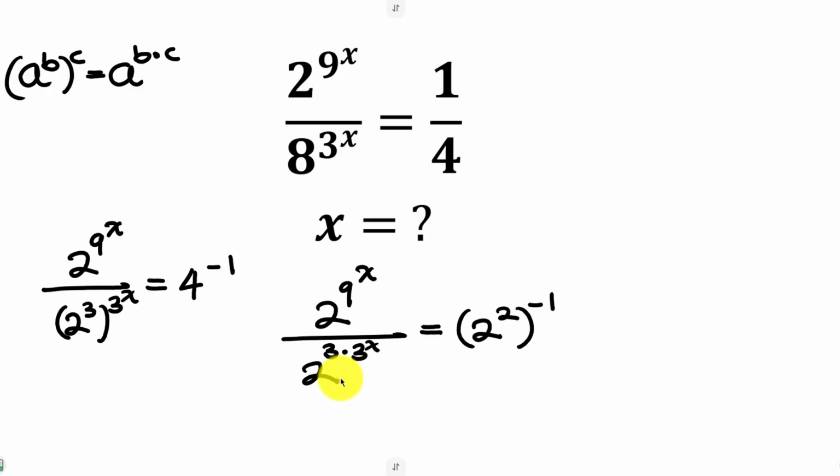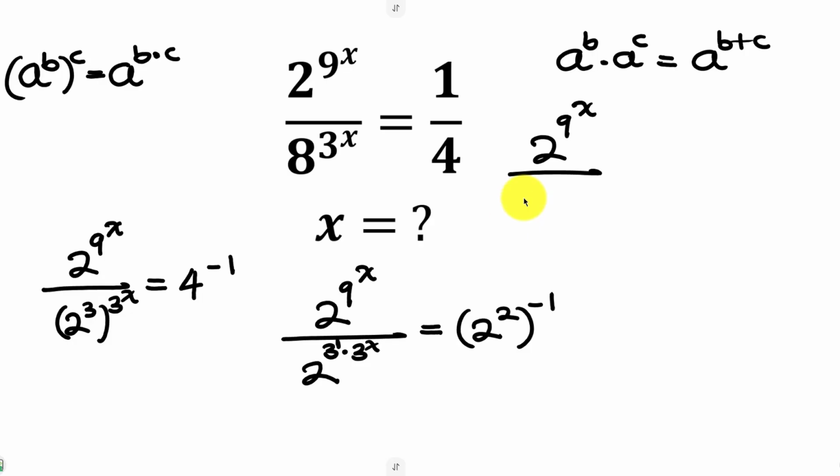Good. Now see something. This 3 here is raised to the 1. So I'm going to be applying the property of indices that says that when I have a to the power of b times a to the power of c, this can be written as a to the power of b plus c. And that is what I'm going to be applying here. Good. So we have 2 to the power of 9 to the power of x all over. Now write down this base, which is 2.